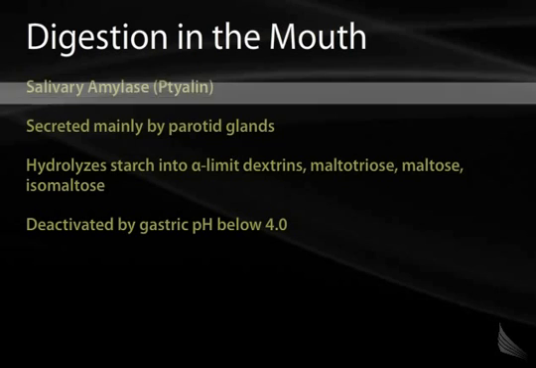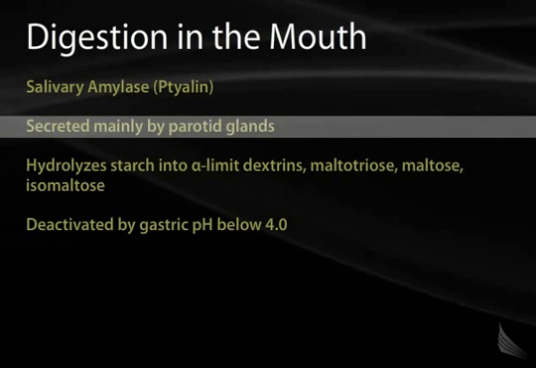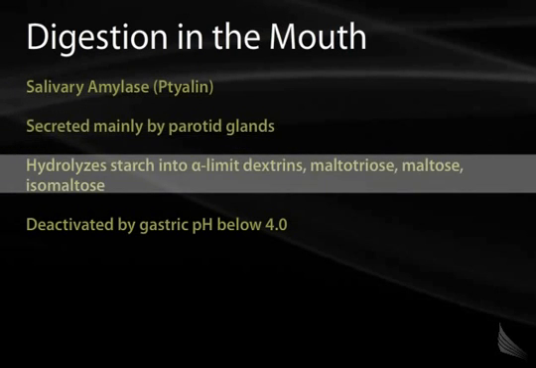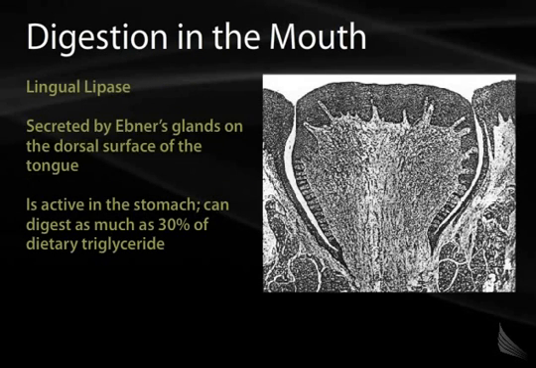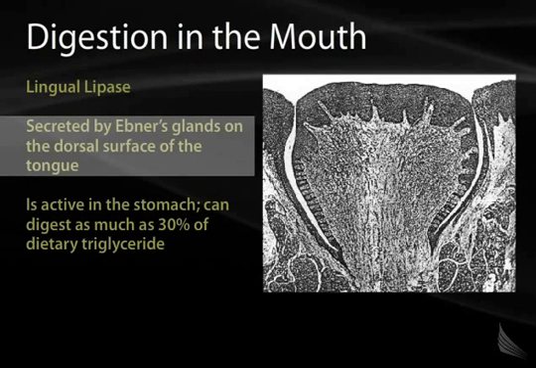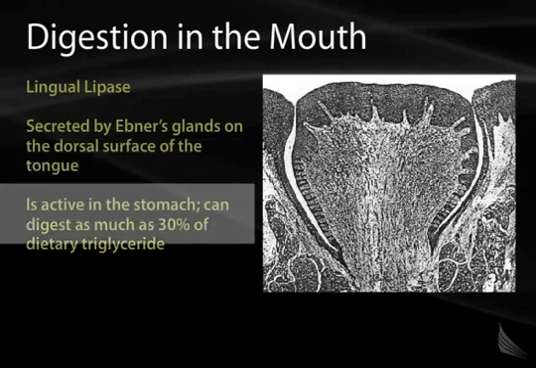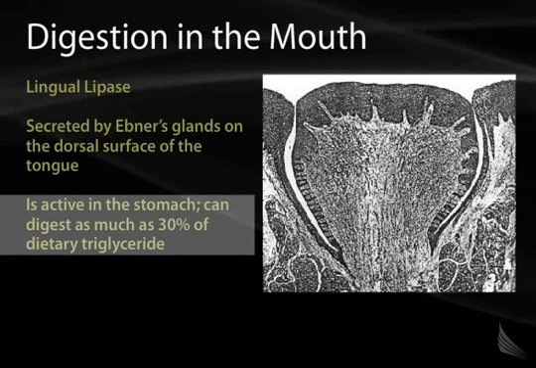Salivary amylase or ptyalin is secreted mainly by the parotid glands. It acts by hydrolyzing starch into alpha-limit dextrins, maltotriose, maltose, and isomaltose. It is deactivated by a gastric pH below 4.0 and therefore is not active in the stomach. Lingual lipase is secreted by the Ebner's glands on the dorsal surface of the tongue. This remains active in the stomach and can digest as much as 30% of dietary triglyceride.